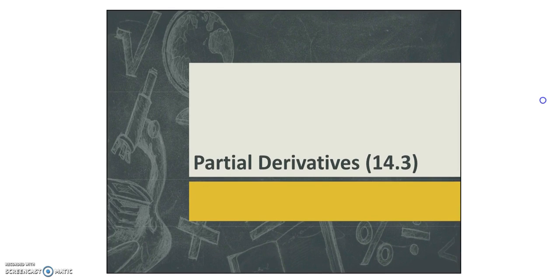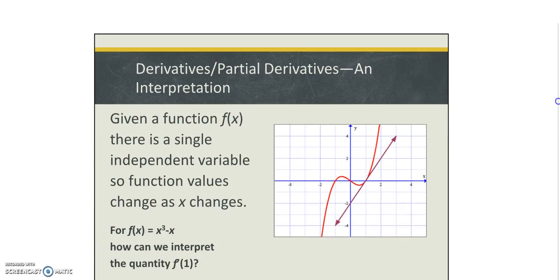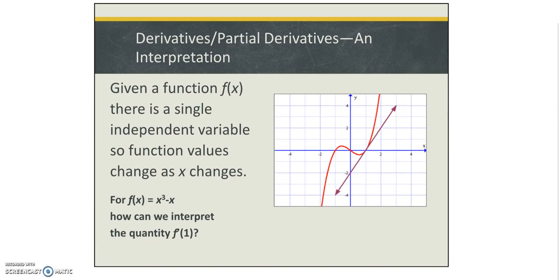So we're looking at now partial derivatives. Let's start with just a brief discussion of derivatives and maybe their connection to a partial derivative. Given a function f of x, there is a single independent variable, and when I look at my graph here, I see it along the x-axis. That's my independent variable, so the function changes as I change values of x.